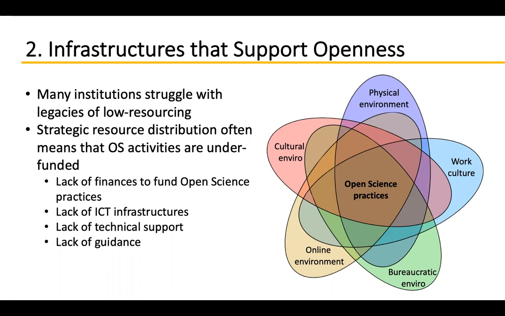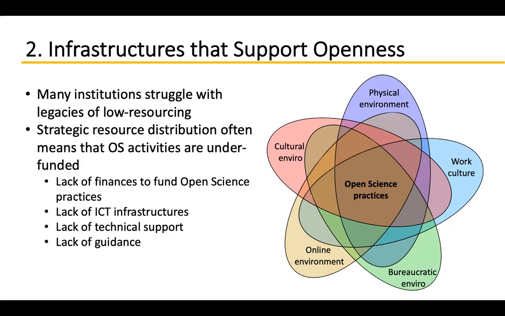So the second area of concerns really group around infrastructures that support openness. Many institutes, we recognize, struggle with legacies of low resourcing. They struggle with lack of financial resources to be able to implement new systems. The strategic resource distribution requirements of low and middle income country institutions often mean that open science activities are underfunded. This means that there's lack of finances to fund open science practices, there's lack of information and communication technology infrastructures, there's lack of technical support, and there's lack of guidance.